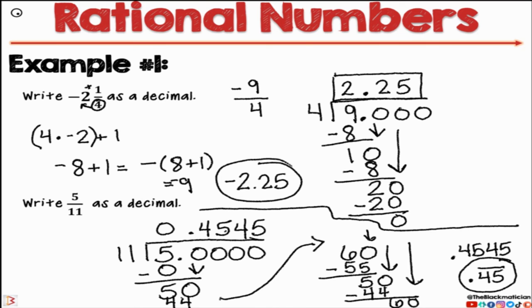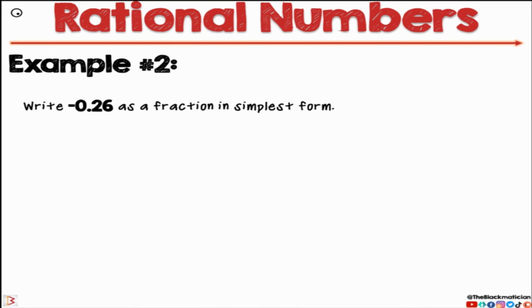Let's do another example. Example number 2, write negative 0.26 as a fraction in simplest form. Okay, so the good thing about this is when we're reading decimals, I know that this is going to be the tens place, and the 6 is going to be the hundredth place. Since the 6 is our last digit, that means that I can write this entire decimal as a fraction over 100 because 6 is in the hundredth place.